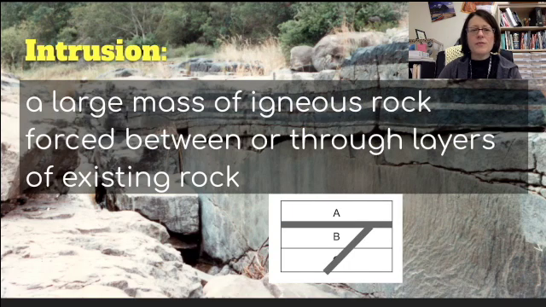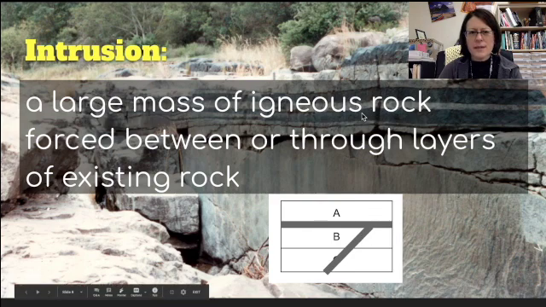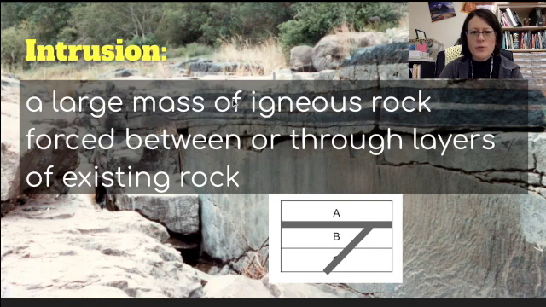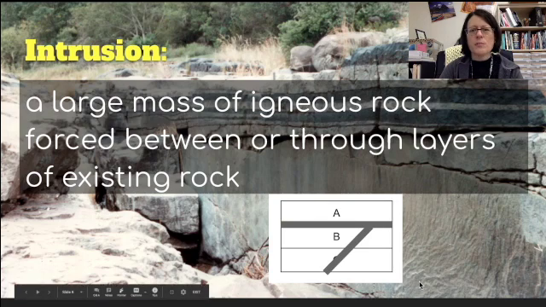We can also have what are called intrusions. Intrusions are a large mass of igneous rock forced between or through layers of existing rock. And I know it's kind of hard to see in the background, but here, see these darker bands? Those are igneous intrusions that were put into this rock. And there are a couple of different types of intrusions. There are what are called dikes and sills.